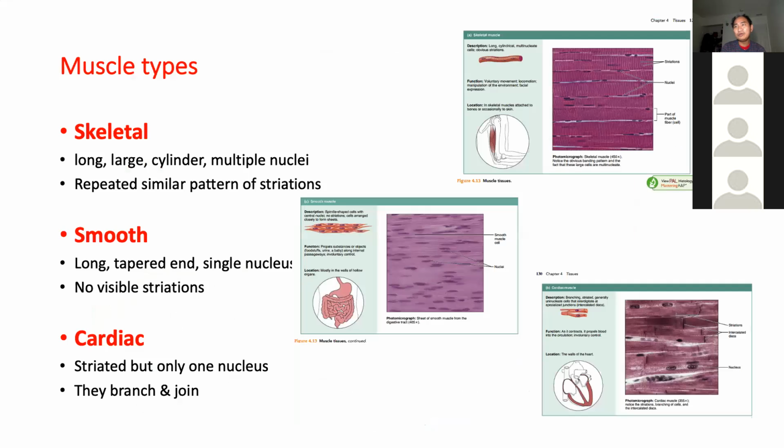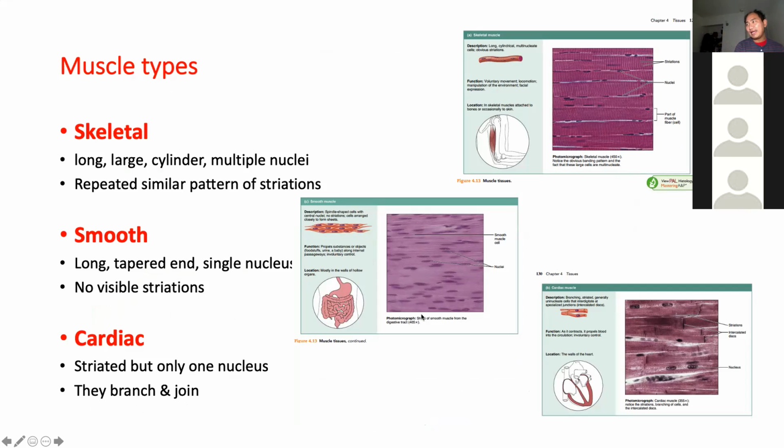So now you have 3 mast cell types, which are skeletal, smooth, and cardiac mast cell. Skeletal, long, large cylinder, multiple nuclei, repeated similar pattern of striation. Cardiac, striated, but only 1 nucleus. They do branch and they do join. Smooth mast cell, it is a long, very flat cell, spindle shape, no visible striation.